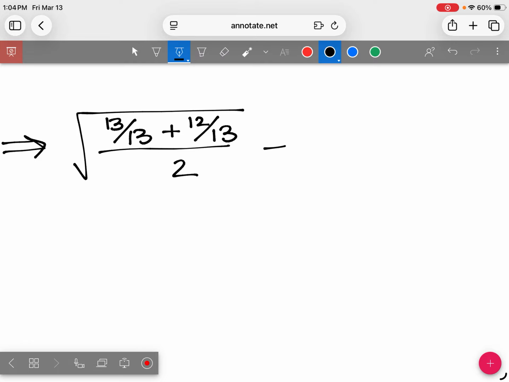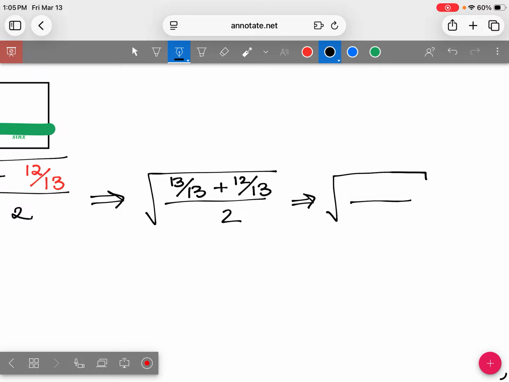Go ahead and add your numerators. Yes. Okay, so you have 1 plus 12 over 13. 1 is always over 1. To get a common denominator, if my common denominator is 13, I'm multiplying top and bottom by 13. So it becomes 13 over 13. Good question. So that'll give us 25 over 13 divided by 2.